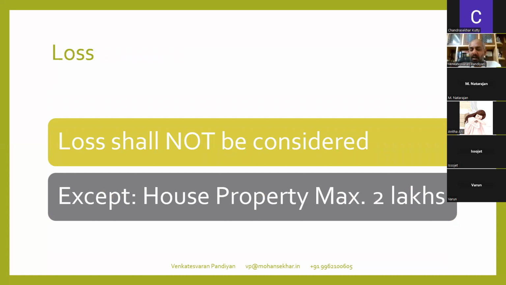The other one is the loss. Suppose the employee comes and says, I have another business and I have incurred a loss. Or I got into speculation, I incurred a loss. I sold a property, I have incurred a loss. Should the employer take those losses into consideration for determining the tax liability? The answer is no. When it comes to loss, the employer should not take those losses into consideration for calculating the tax liability from salary.